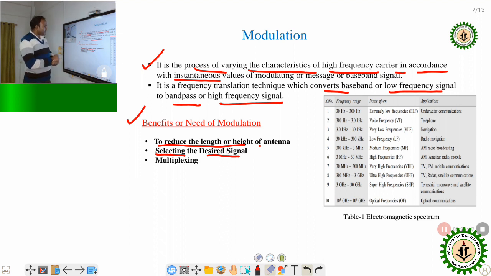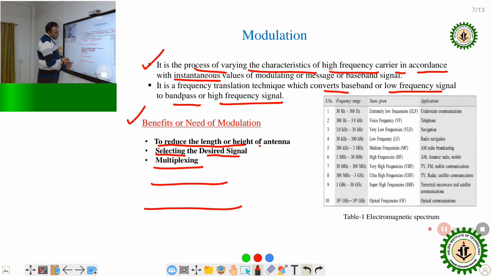And the last one is multiplexing. What is this point? If you want to transmit different audio signals using the same channel, different channels can carry different audio signals, and you use the modulation technique to transmit the different channel audio signals over the same medium or same channel. So that is the point. Multiplexing can be done with the help of modulation.